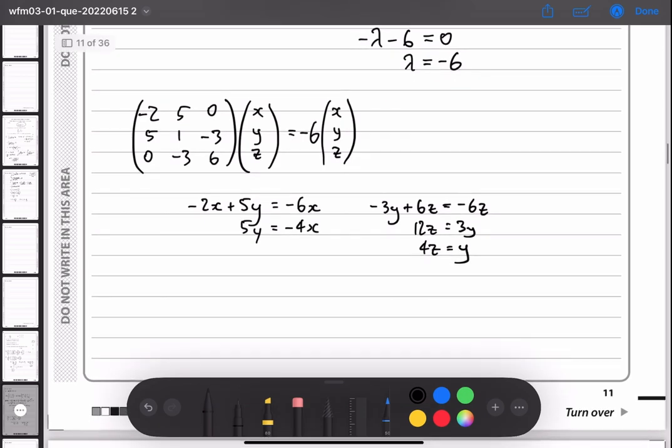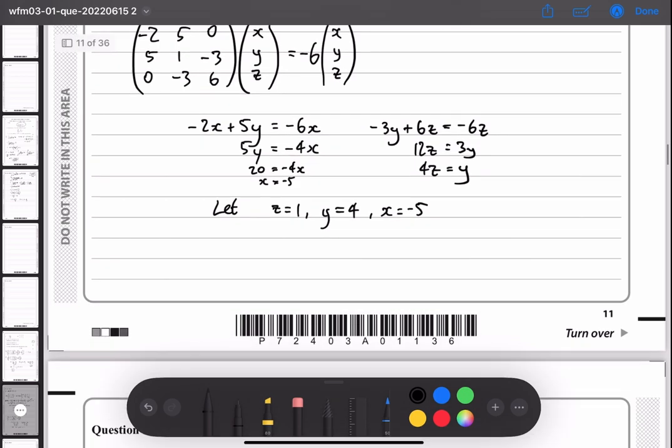In this case, I'm going to let z equal 1, and then y must equal 4 from the second equation. And if y equals 4, over here we've got 20 is equal to minus 4x, so x is equal to minus 5. So our third eigenvector is minus 5, 4, 1.